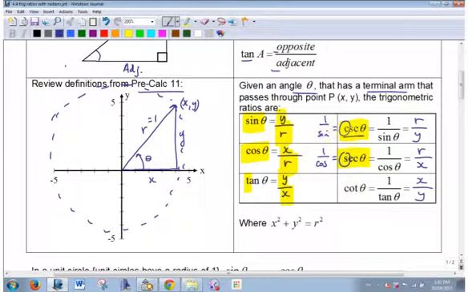So sine starts with a C for cosine. Cosine starts with the S for sine, for secant and cosecant, okay? Cotangent, well, it says tangent in the word, so that one shouldn't be confused with the other two.